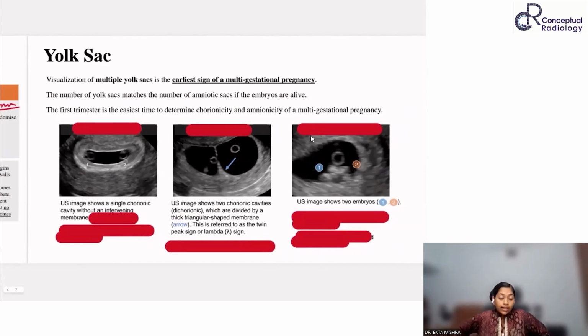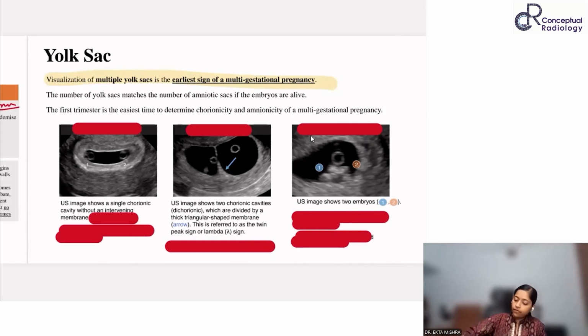So now yolk sac, even before the appearance of fetal pole, tells me about the multiple gestation. So visualization of multiple yolk sacs is the earliest sign of multi-gestational pregnancy. Number of yolk sacs tells me the number of amniotic sacs. Okay. So first trimester is the time where you tell the chorionicity and amnionicity.